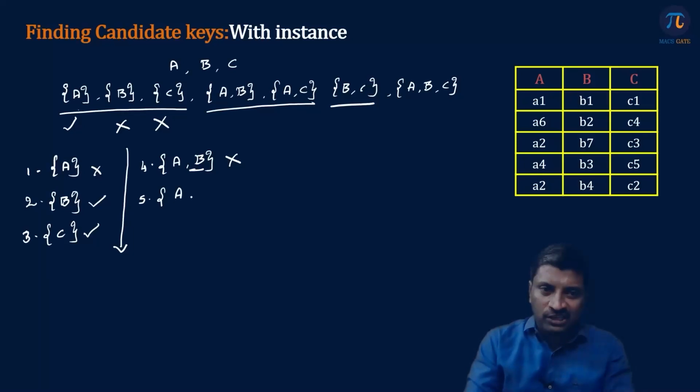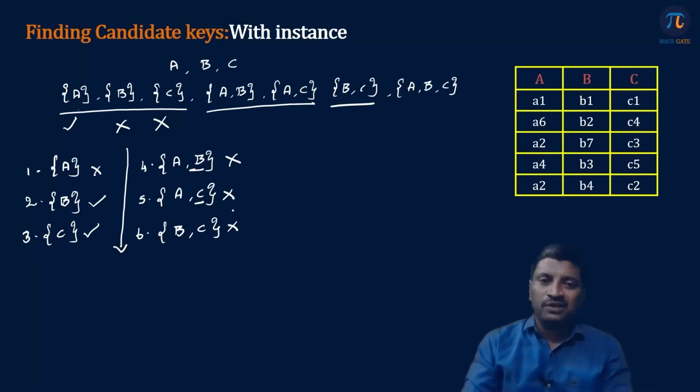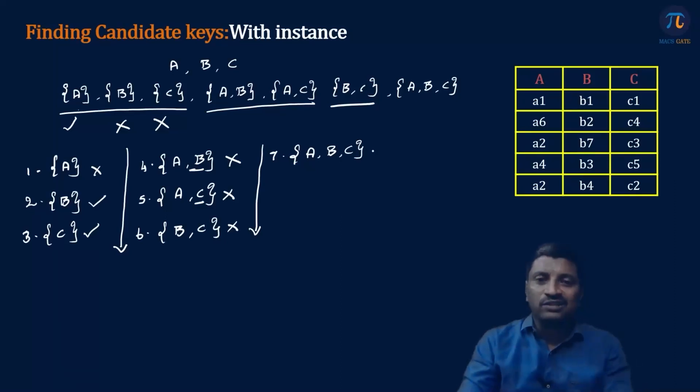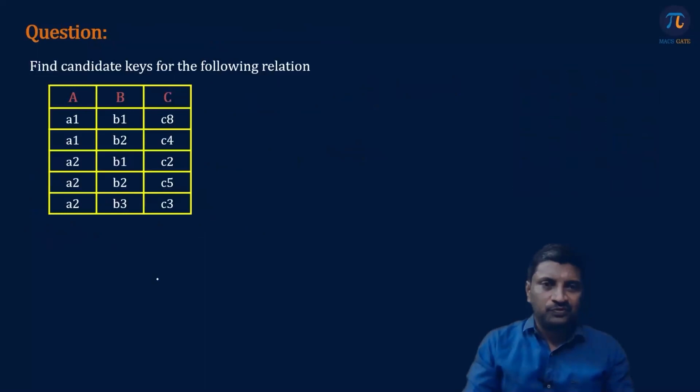Similarly, what about A, C? C is already a candidate key, sir. So AC cannot be a minimal set. So that is not a candidate key. What about BC, sir? Here B, C both on their own are candidate keys. So this cannot be a candidate key. Is that clear, sir? So what about the last one, sir? Set with attributes A, B, C. Sir, B is already a candidate key. How can this be minimal? So it will not be a candidate key.